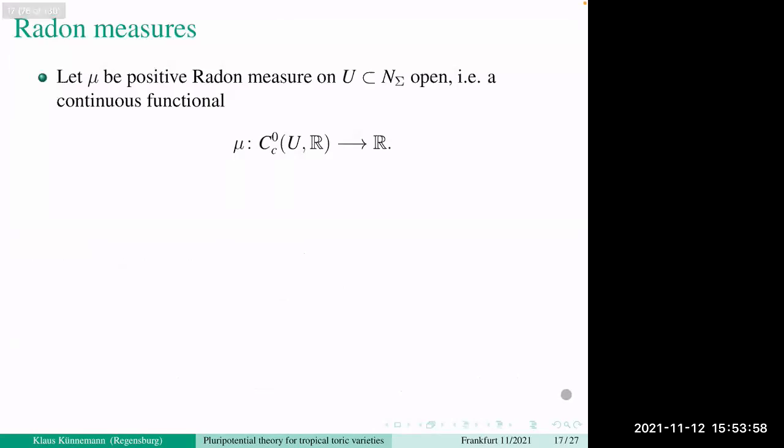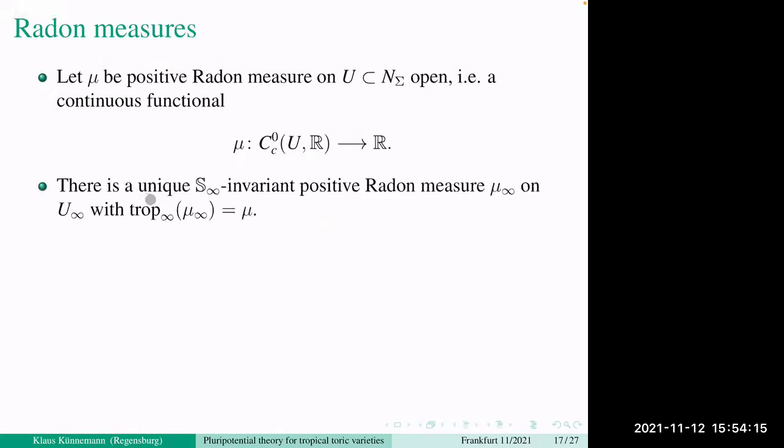So let's fix some measures now. Let's fix a positive Radon measure. This is a continuous functional which is positive on the compactly supported continuous functions on U. If you have such a measure, then there is a unique S^∞-invariant positive Radon measure on the associated complex manifold, which has this measure as an image measure. This follows, for example, from the theorem before, but this is not so difficult.